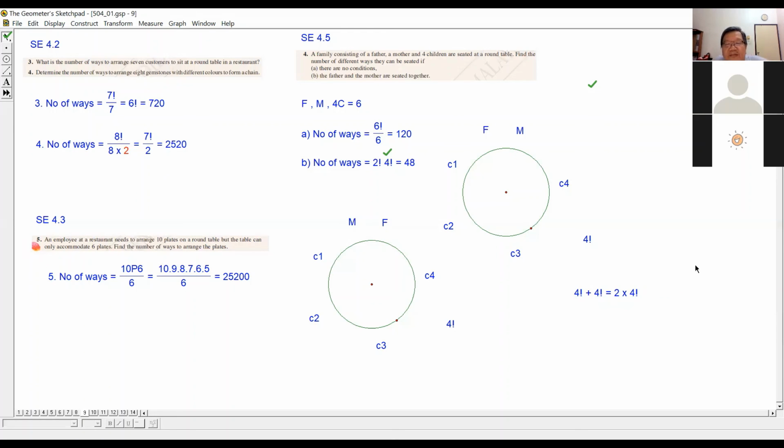Any question? Is my drawing clear here? Yes, it's clear, teacher. So the 2 factorial comes from the father and mother arranging among themselves. The 4 factorial comes from the children arranging themselves. So we have altogether 48 ways, right?